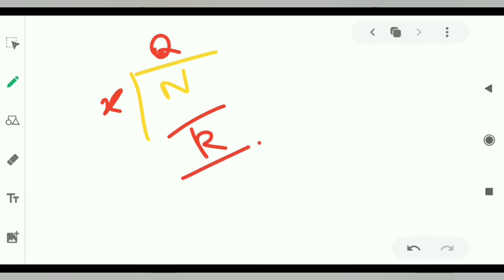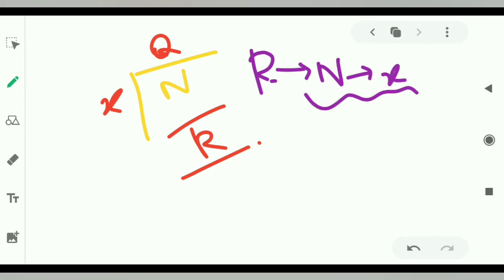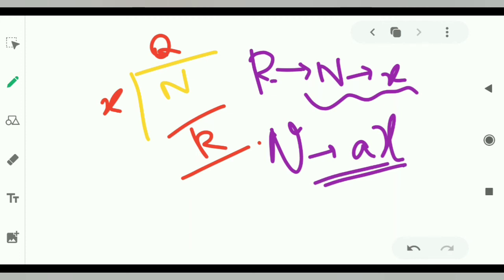It means that the remainder is a barrier for n to become a multiple of x. Okay, in order to make n a multiple of x, what do we have to do? We have to break this barrier, the so-called remainder. Okay, how do we break this barrier?